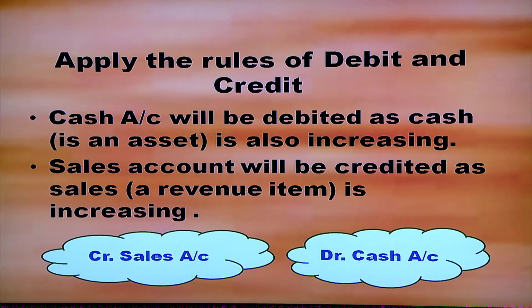Cash account will be debited as cash is an asset and it is increasing. Cash is coming inside the business, it is increasing. Sales account will be credited as sales is increasing or revenue is increasing. Rule for asset account: when asset is increasing, it is debited. So, cash account is debited. Rule for revenue account: when revenue is increasing, it is credited. So, sales account is credited.